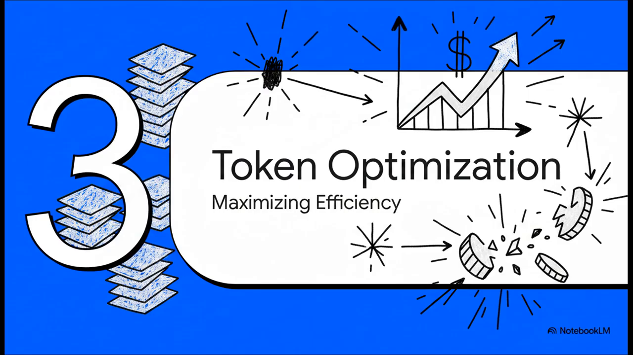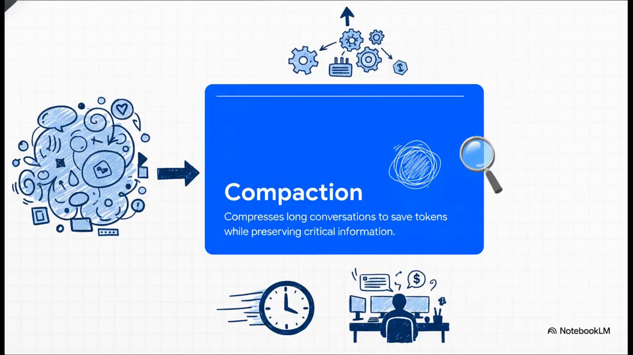Module 3, Compaction and Token Optimization. This one is all about maximizing your efficiency. This module is designed to stop massive token waste dead in its tracks. Compaction is this brilliant process of intelligently compressing long conversations. It saves tokens, but more importantly, it preserves the critical information you need for those extended coding sessions.